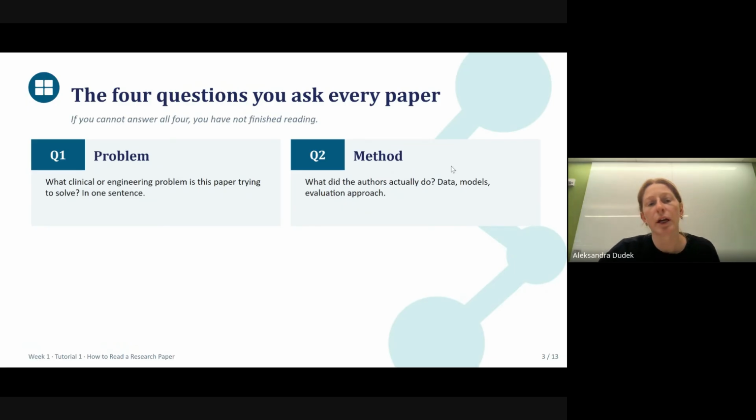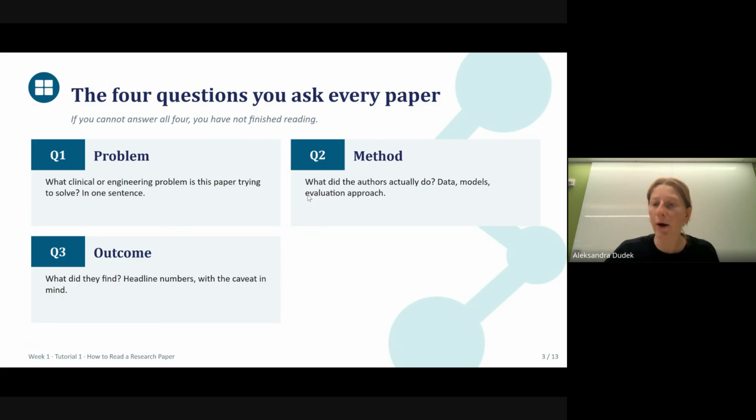Once we have the problem and the method, so we have the what they did and the how they did it, we want to also identify the outcome. Does anyone want to elaborate on what outcome means?